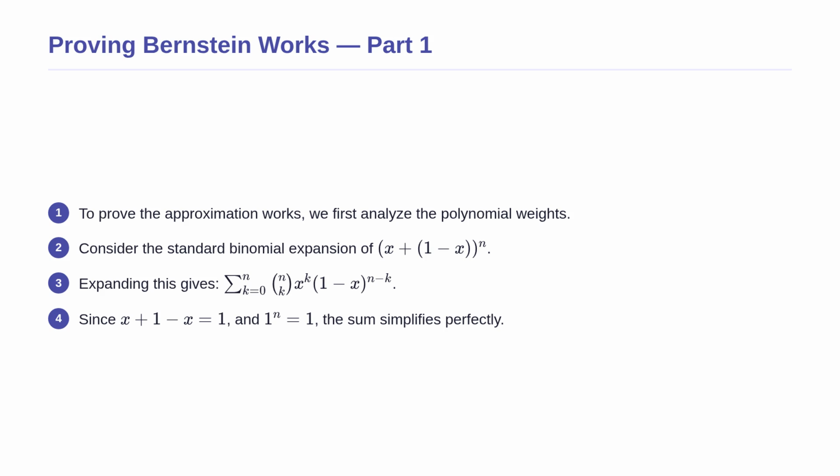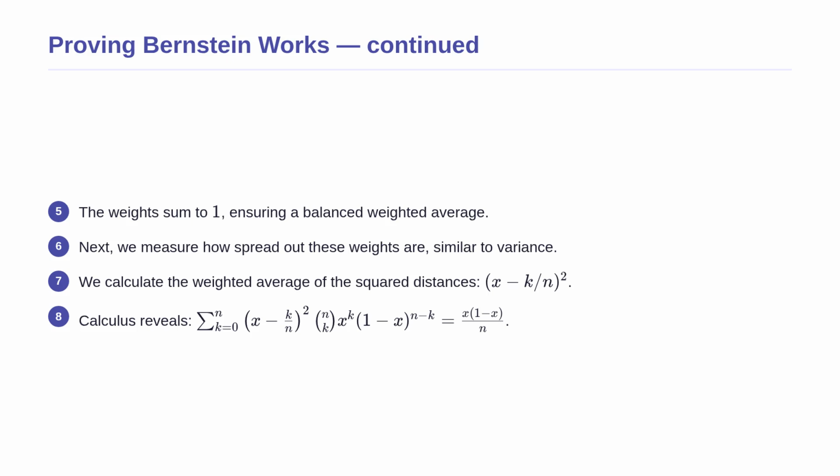But notice that inside the parentheses, x and minus x cancel out, leaving just 1. And 1 raised to any power is still 1. This means that at any specific point x, all our polynomial weights add up to exactly 1, or 100%. Because the weights sum to 1, our approximation stays perfectly grounded to the scale of the original function.